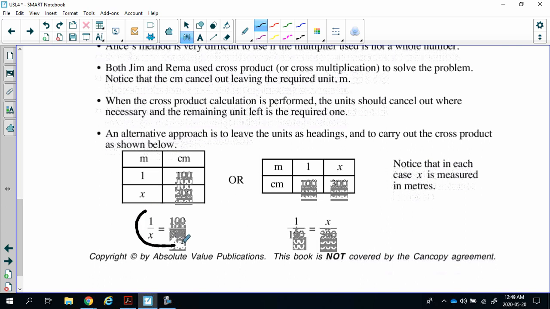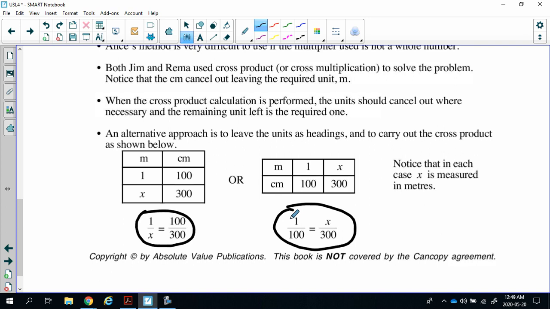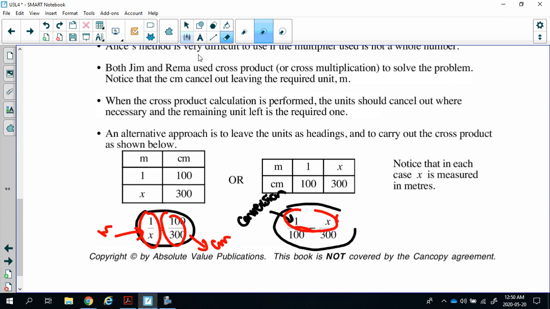So you can either do it this way or do it this way. In this way, the conversion is placed on one side, and the unknown and the other given value are on the other side. In this case, they set up the meters on their own and the centimeters on their own. So it doesn't matter. You can have the centimeters set up this way, the meters set up this way, and the centimeters in the denominator, or you can have the meters on one side and the centimeters on the other side.